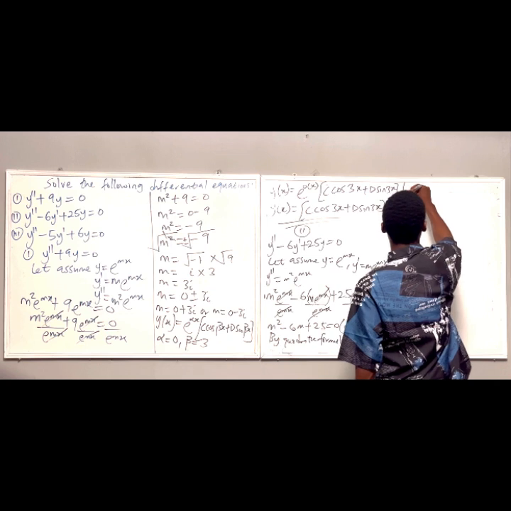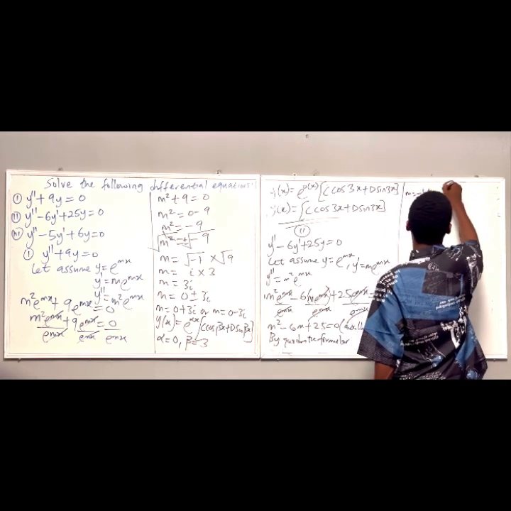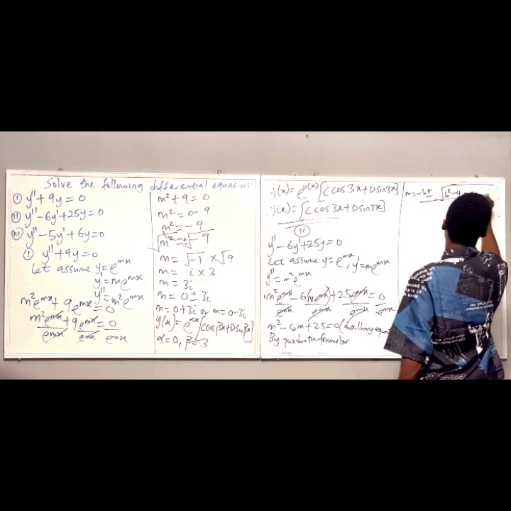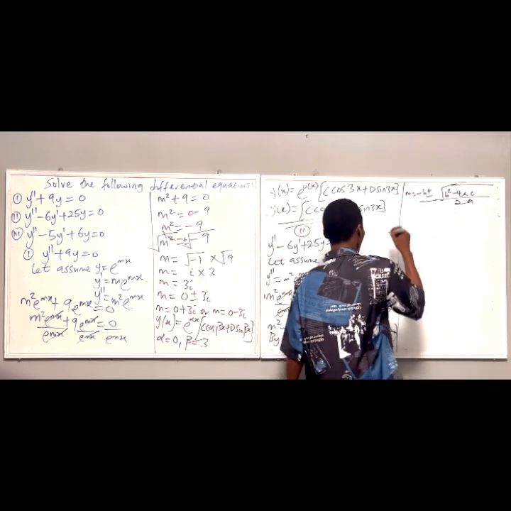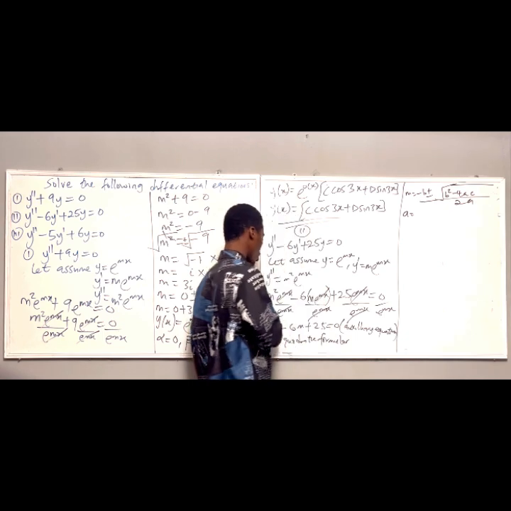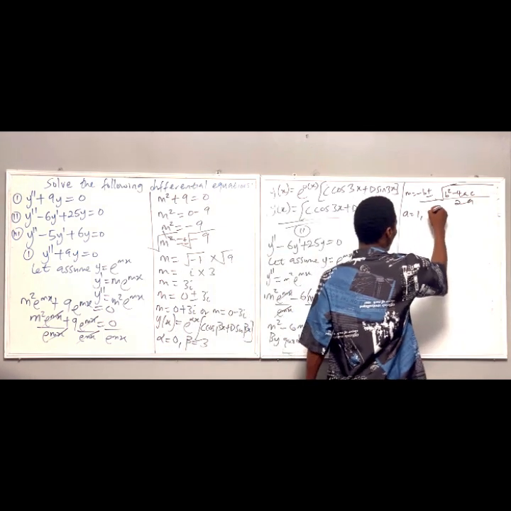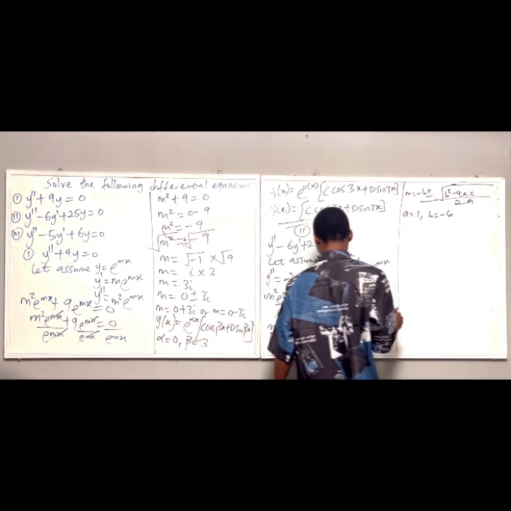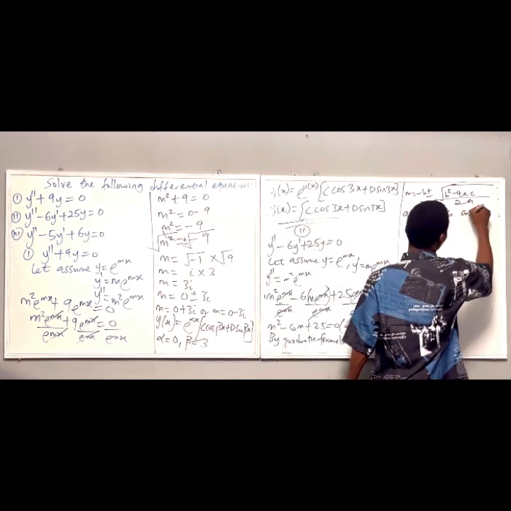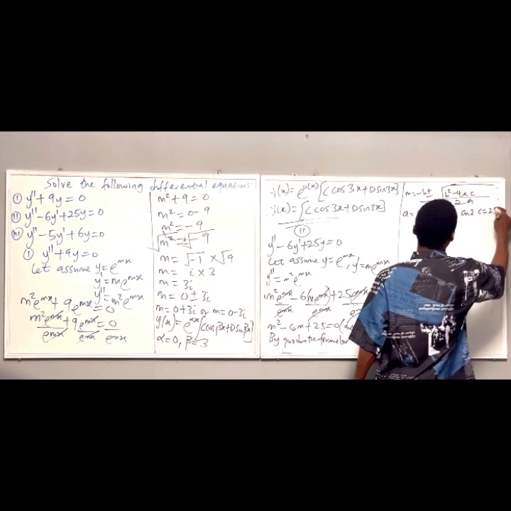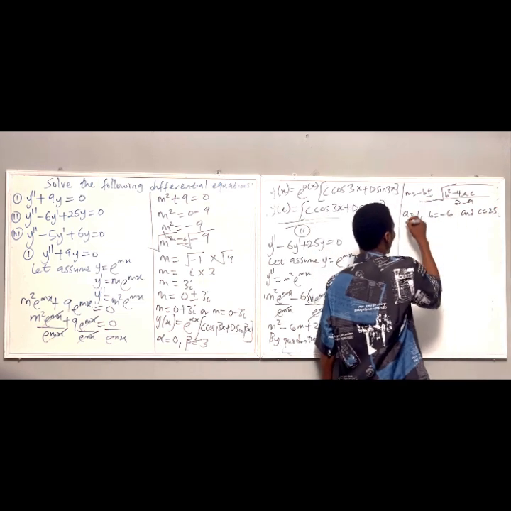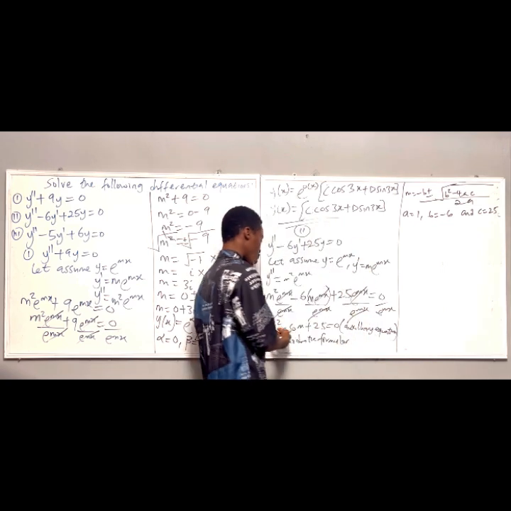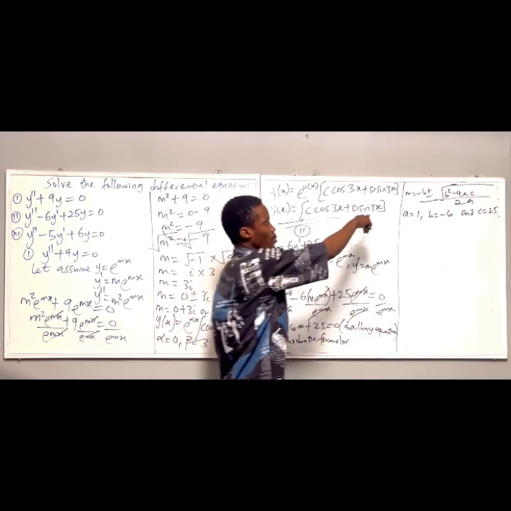it will be m is equal to minus b plus or minus the square root of b squared minus 4ac all over 2a. So what is my a here? The coefficient of m squared is 1. It will be my a. The coefficient of m is my b, which is minus 6. And the coefficient c is 25. I will now plug this in. Since I'm finding the value of m, that's why I'm using m.